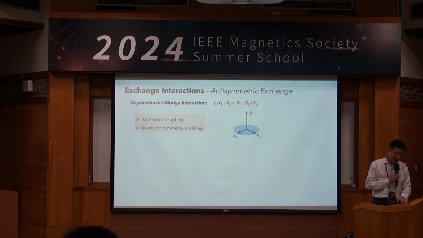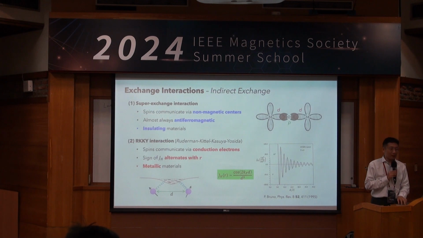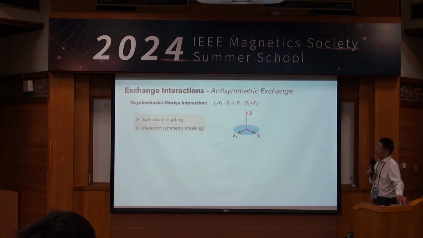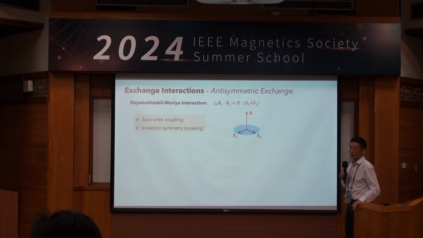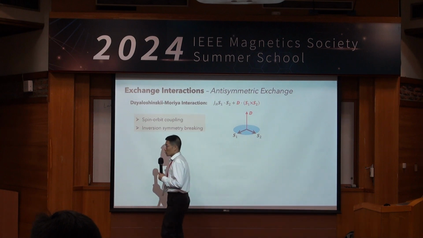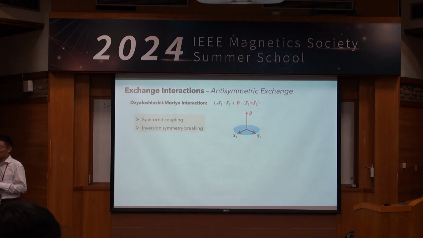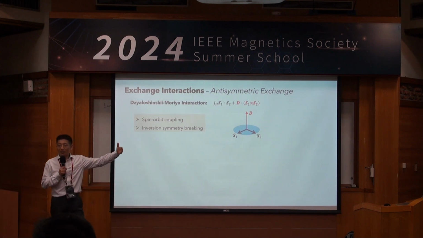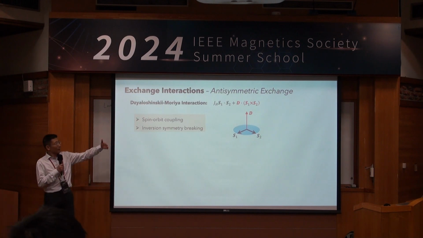Okay. All right. So having talked about the direct and indirect exchange, now we come to a point to introduce yet another important type of magnetic interaction, known as the antisymmetric exchange, or Dzyaloshinskii-Moriya interaction. The Dzyaloshinskii-Moriya interaction, or simply DMI, exists when the mediating electrons are subject to strong spin-orbit coupling in the presence of inversion symmetry breaking.